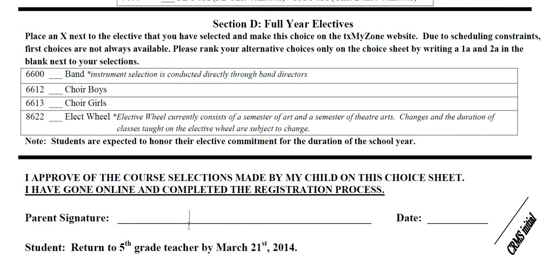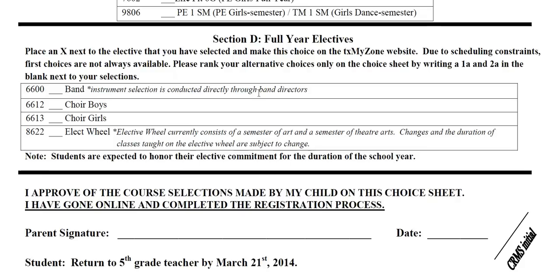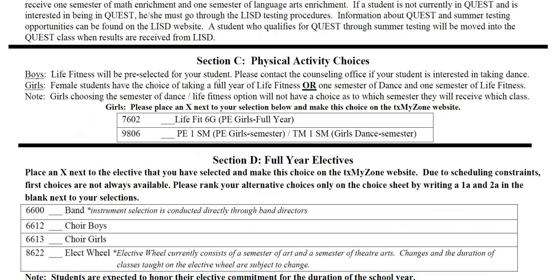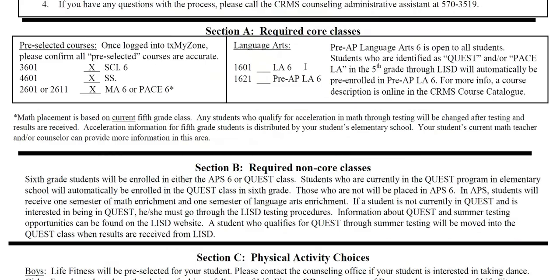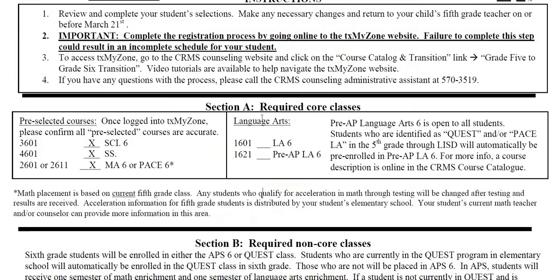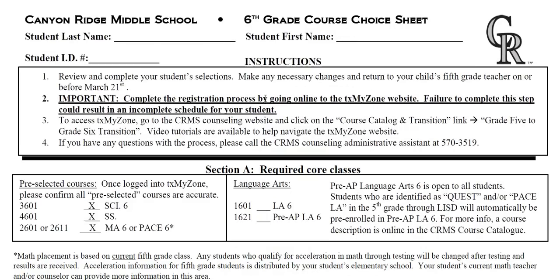And like I said, it's very important that after you do the choice sheet that you go onto the Texas MyZone website and actually register for your classes. Choose your Section D class, choose your Section C class, specifically if you are a female, and if you're not pre-enrolled in the language arts class because you're not in Quest or PACE Language Arts, choose which one of those two you want as well. And that completes our tutorial for the choice sheet at Canyon Ridge Middle School.